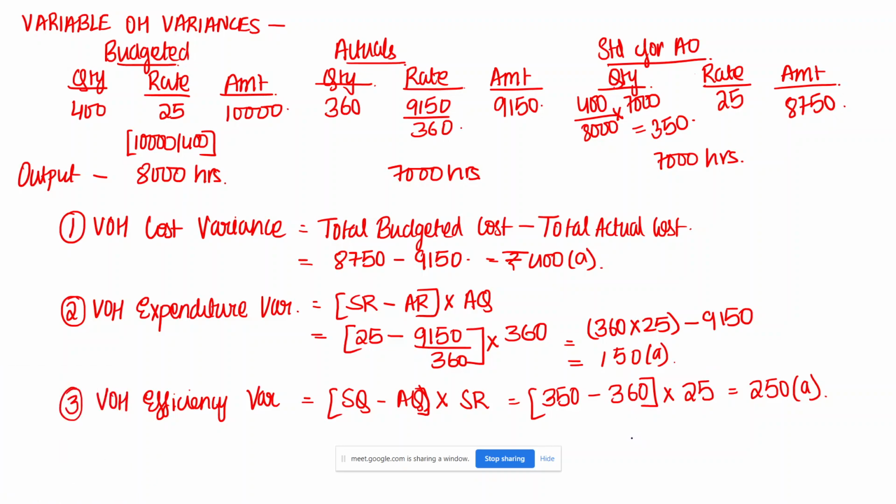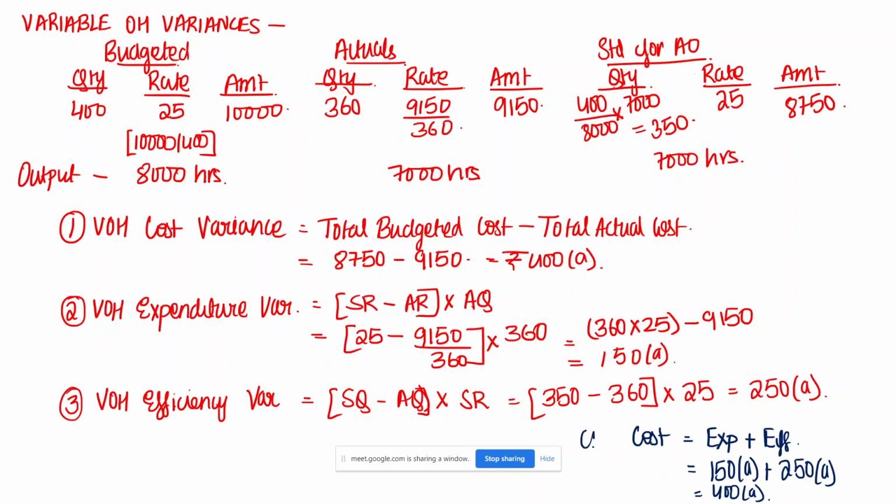So variable overhead cost variance is equal to expenditure variance plus the efficiency variance. That is equal to 150 adverse plus 250 adverse. So that becomes 400.